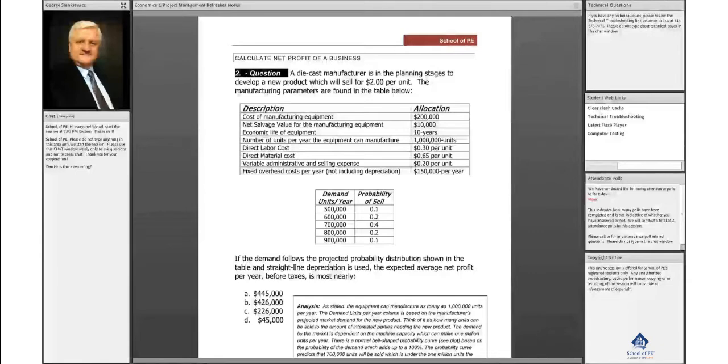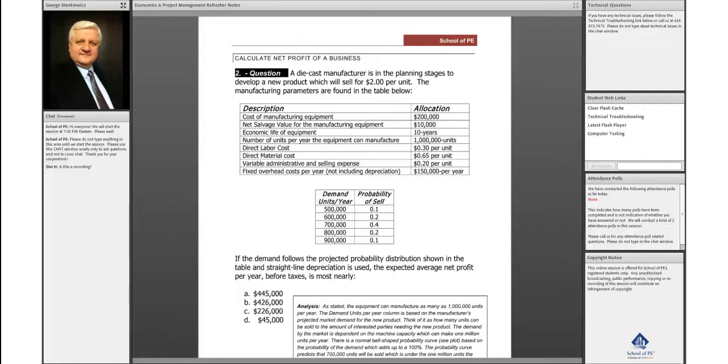Here, we're moving into a problem to calculate the net profit of the business. This particular problem is extremely robust. Very, very robust. There's a lot of information here, and we're going to set out a lot of information so that you understand the concept behind it and are ready to apply it.